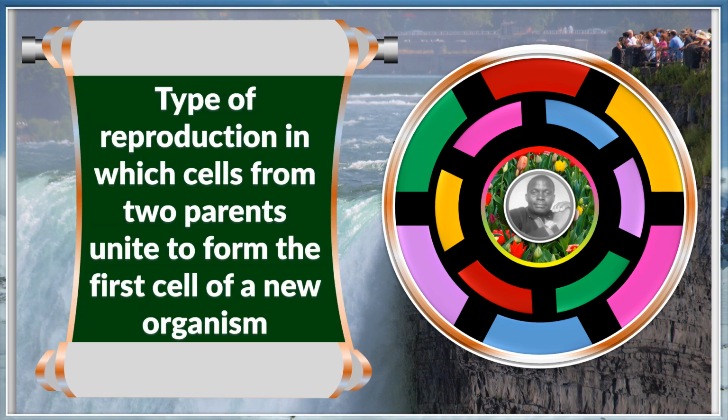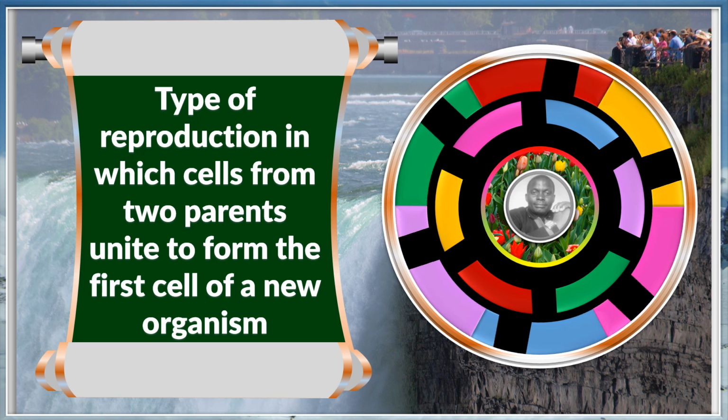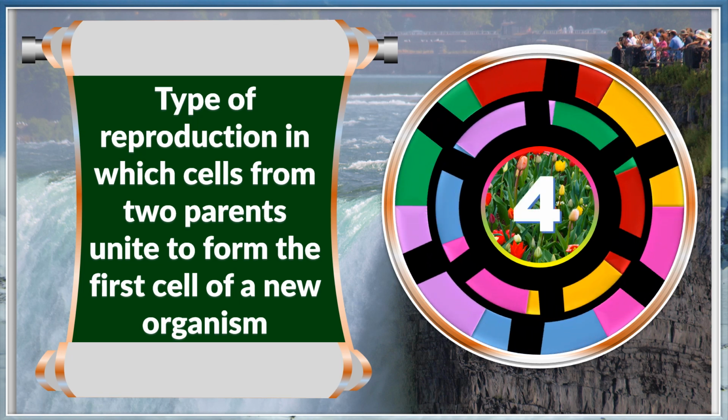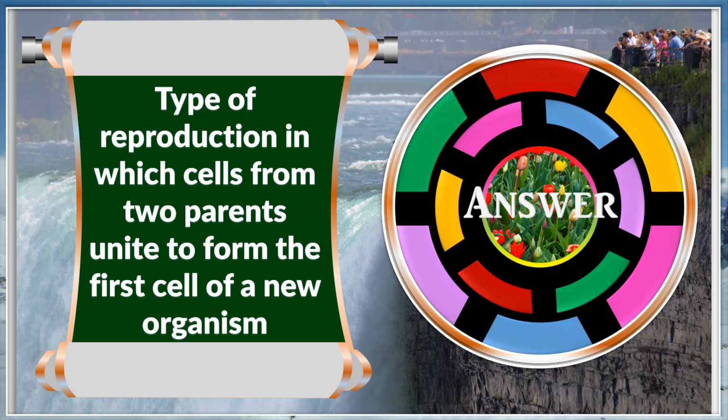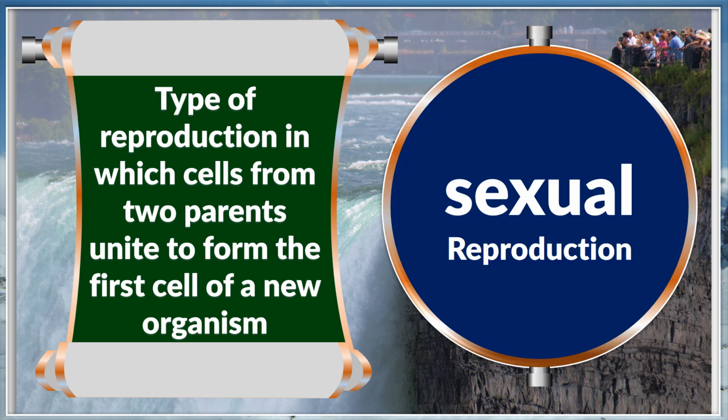Type of reproduction in which cells from two parents unite to form the first cell of a new organism. Sexual reproduction.